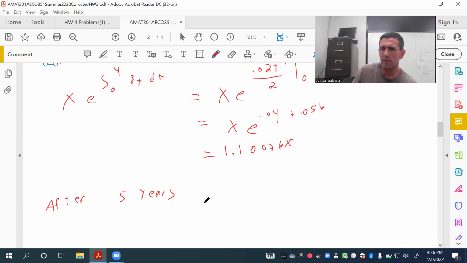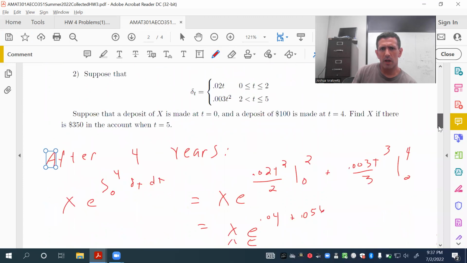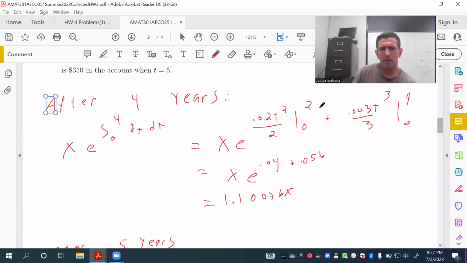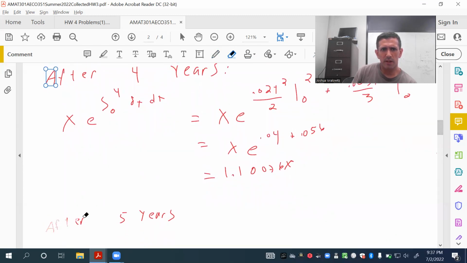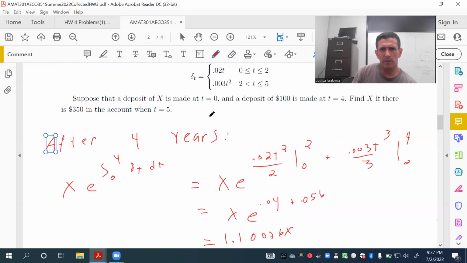after 4 years from this deposit X. So we add 100. Sorry. Let's not get ahead of ourselves here. So yeah, this is before the deposit.